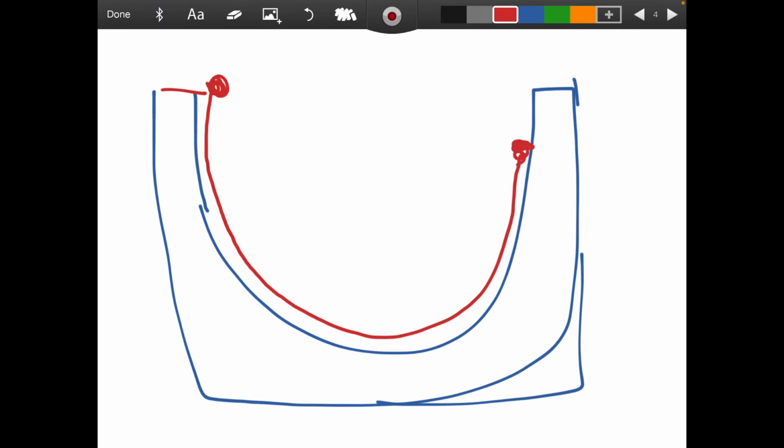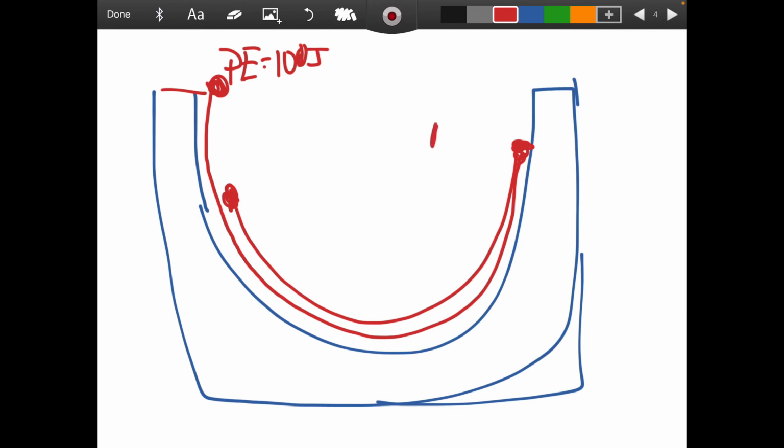But when they reach the top of their flight, or the top of the height on that particular path, they're changing directions. So let's say the potential energy here is 100 joules. At this point, the kinetic energy is 0 because the skateboarder is changing directions.